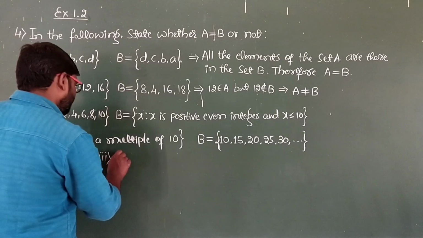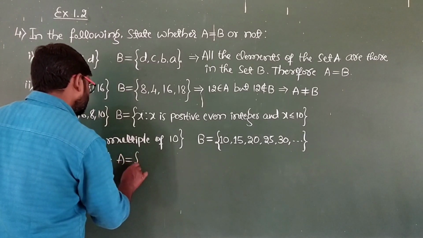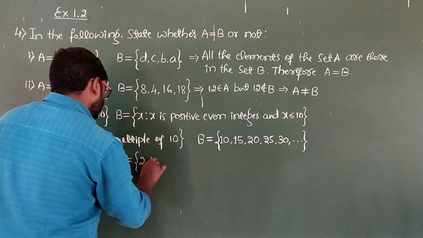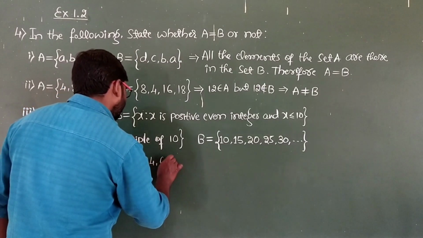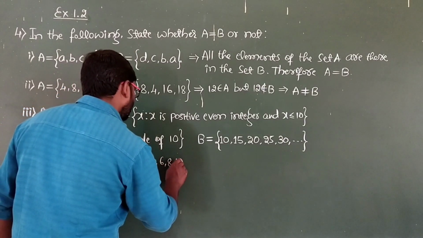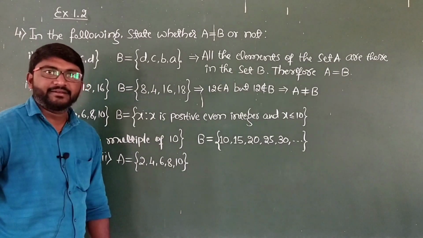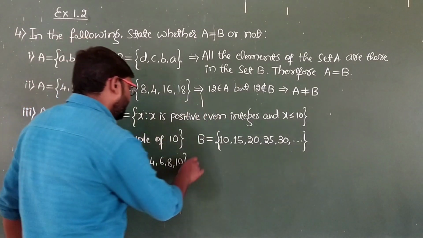So here A which is equal to {2, 4, 6, 8, 10}. Now I'll write the elements of the set B.